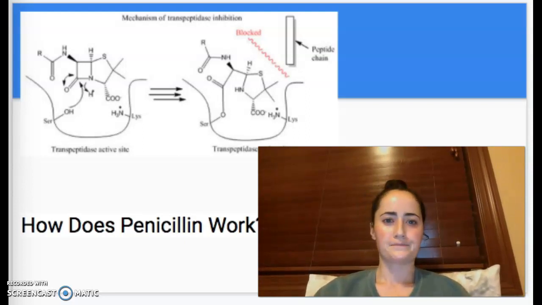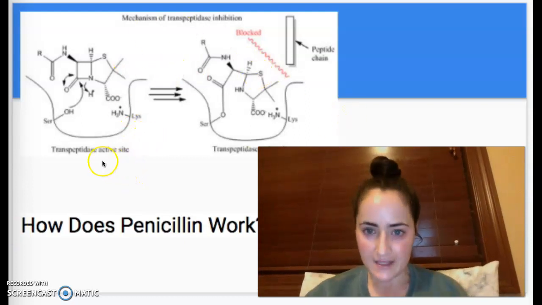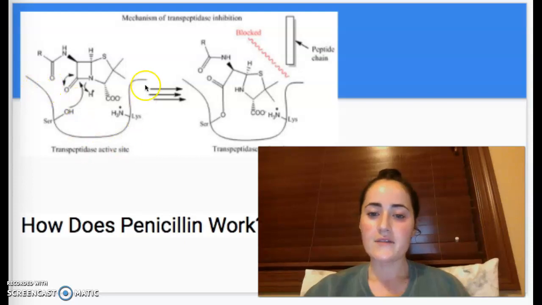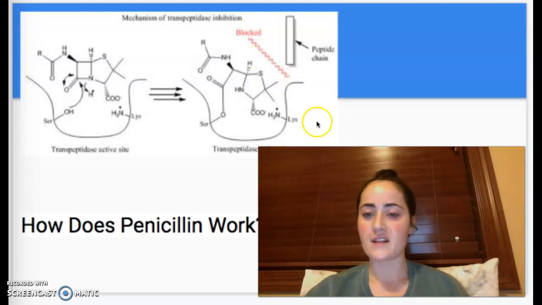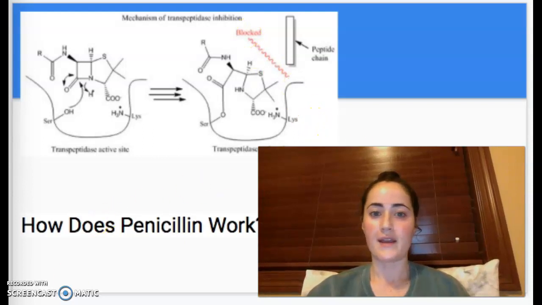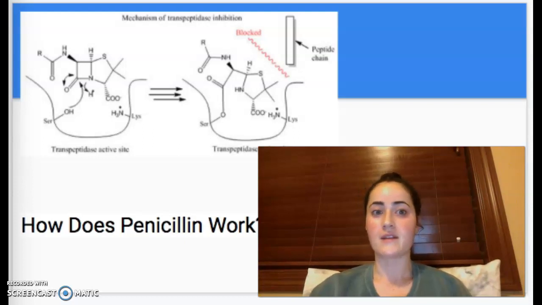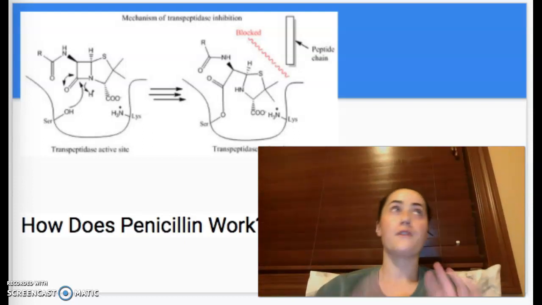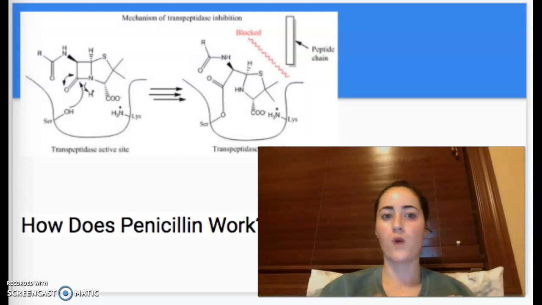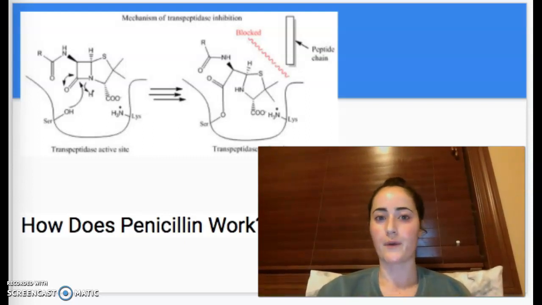And as you can see, this mechanism emphasizes that. So here is the active site of the transpeptidase, here's penicillin, and it's going to attack that beta-lactam ring, and then you're going to block the synthesis of the bacterial cell wall. As a result, the bacteria will end up dying because it's going to be vulnerable to outside pressure and water, and so it's going to die pretty quickly.